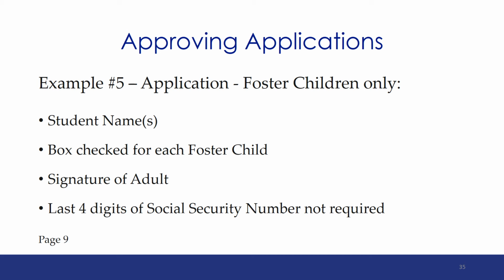In looking at this example, Jesse Martin is listed at the top of the application. The box has been marked indicating he is a foster child. Phyllis Miller has signed the application, and she is not required to list the last 4 digits of her Social Security number. With this application, Jesse automatically qualifies for free meals. The categorically eligible and foster child boxes have been marked. The determining official has signed and dated the application.